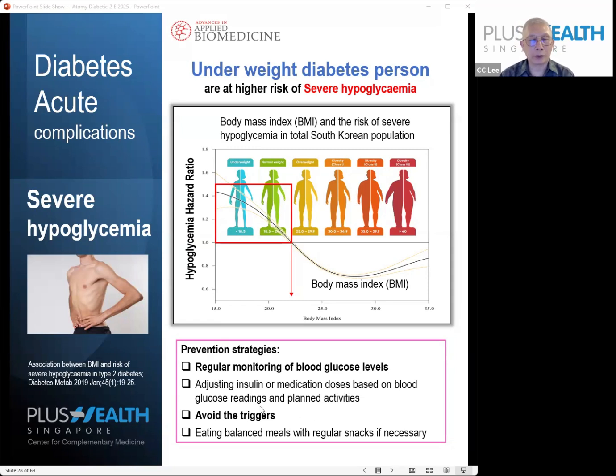All right. So here you can see what the strategies are. First, we recommend always regular monitoring of blood glucose level.